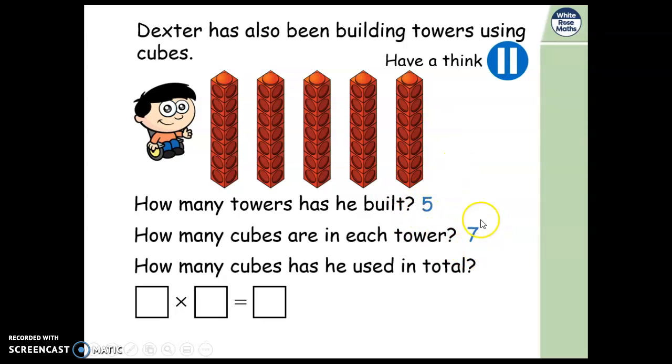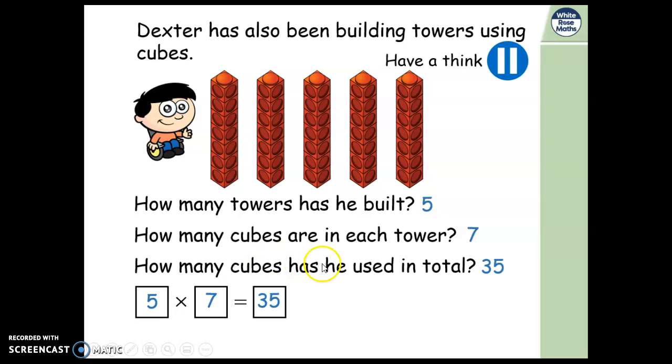Okay. But if we actually looked at this and put 5 times 7 equals 35, before we find out the answer, which is 35, we could have swapped those around, and rather than doing 5 times 7, we could do 7 times 5. So we would have counted in 5 7 times, like this. 5, 10, 15, 20, 25, 30, 35.